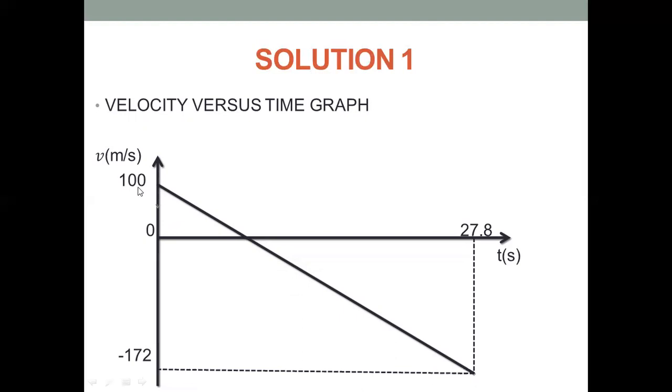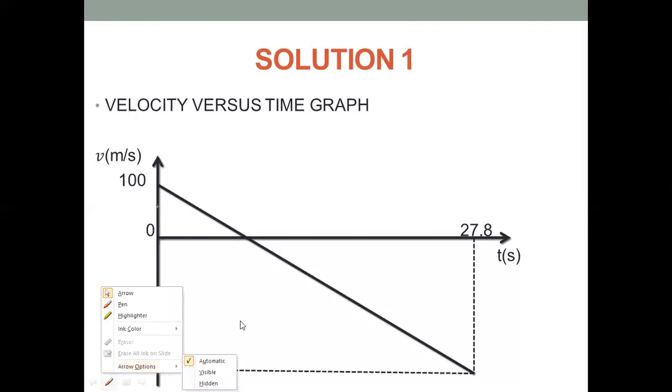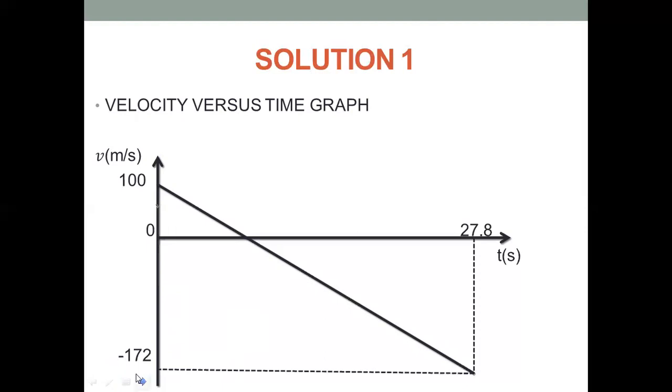Initially, when the rocket runs out of fuel, it was moving at 100 meters per second. Due to inertia, since the rocket was moving upwards, it is going to keep moving upwards. However, its velocity is going to decrease until it reaches a maximum height where its velocity is 0. Then after that, the rocket is going to start falling, as if it is dropped, until it hits the ground after 27.8 seconds, where its velocity is negative 172 meters per second. Okay, that is the sketch.